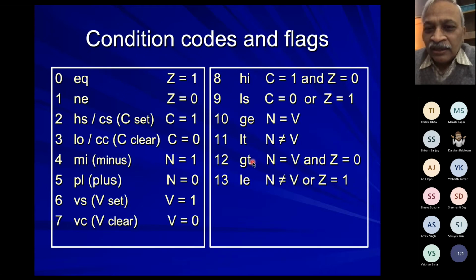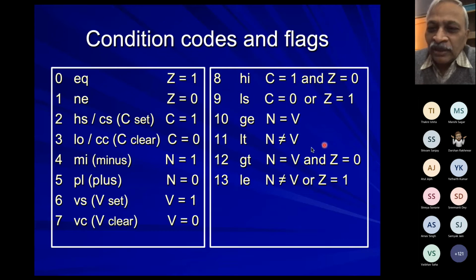GT and LE. In GT we exclude the Z equal to 1 condition. So we insist on Z being 0. That means the two are not equal, so it is strictly greater. It is the same conditions, but we bring in Z also.